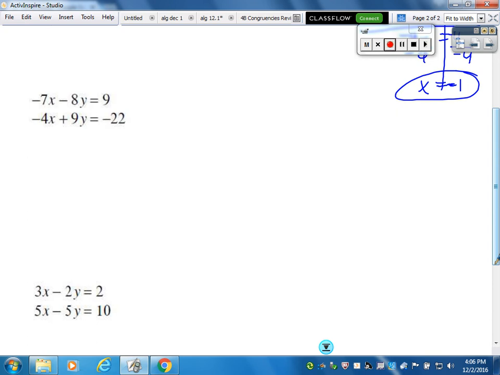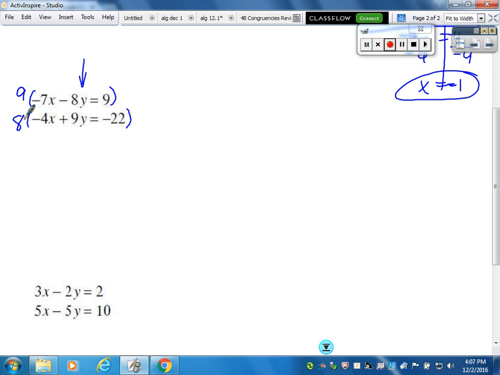So again, we've got to decide which one I want to cancel. I'm going to go back to y. I really like when they're already positive and negative, and that means I don't have to do so much work. Now, you can go through all your multiples of 8 and 9, but the smallest multiple is when you multiply 8 by 9 and 9 by 8. So the smallest thing they have in common is actually 72.